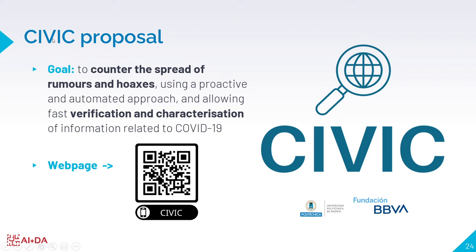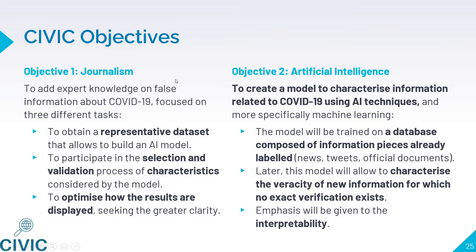In this work, we are working with journalists and with these partners. The main goal is to obtain a representative data set to allow us to build an accurate machine learning model, right? So the journalists are working here to give us a good data set that later we can use in the machine learning part to train our deep learning models.